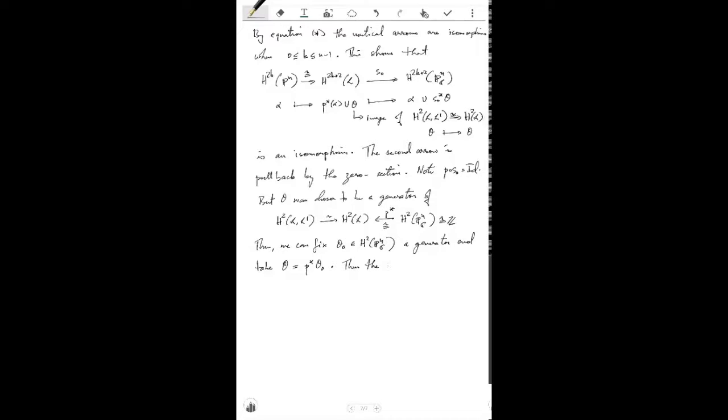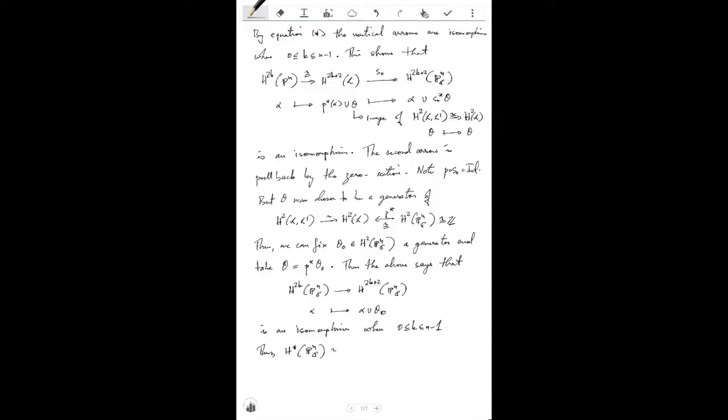Then the above says that H2K PNC to H2K plus 2 PNC, alpha maps to alpha cup theta naught is an isomorphism when K lies between 0 and n minus 1. Thus, the cohomology ring of P and C is isomorphic to Z theta naught mod theta naught to the n plus 1, where theta naught is in degree 2.